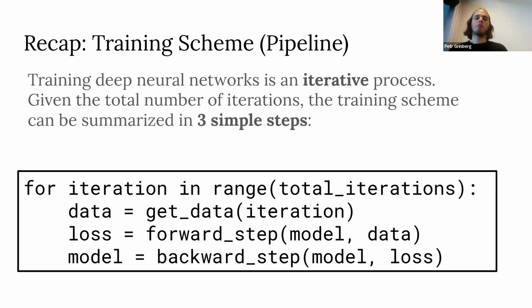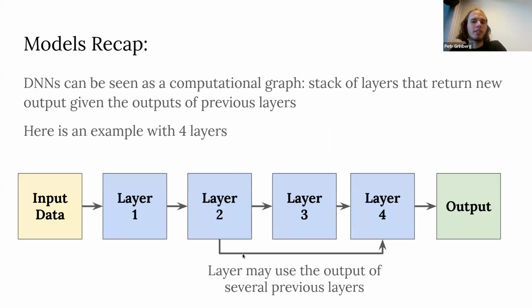So let's recap a couple of things. First of all, training scheme. As you remember, we need to train our models, and training is an iterative process, which can be summarized in 3 simple steps. You get data, you do forward step to calculate loss, and you do backward step to update your model. And all we said about the model is that it is just some computational graph. We can look at this model as a computational graph, just a stack of layers that return new output given the output of previous layers.